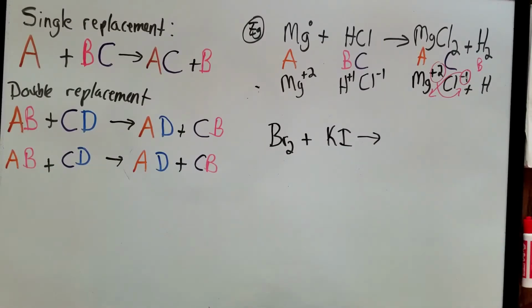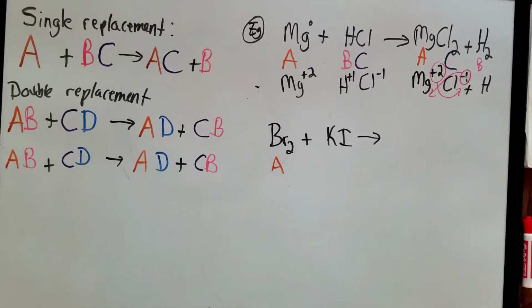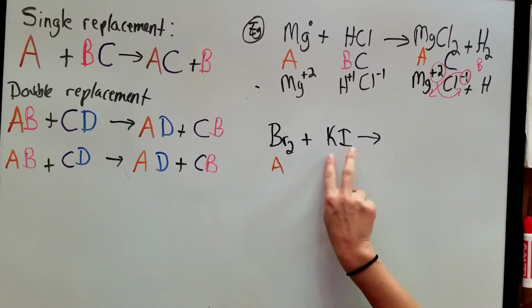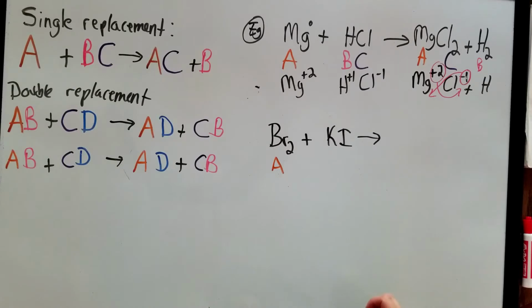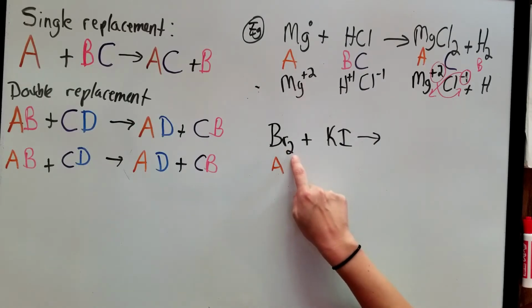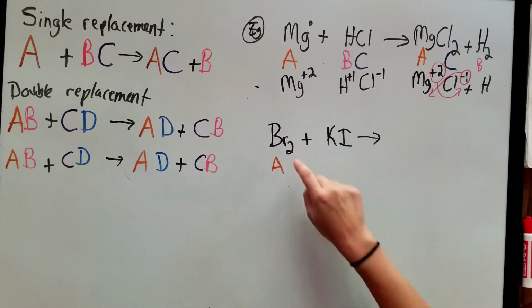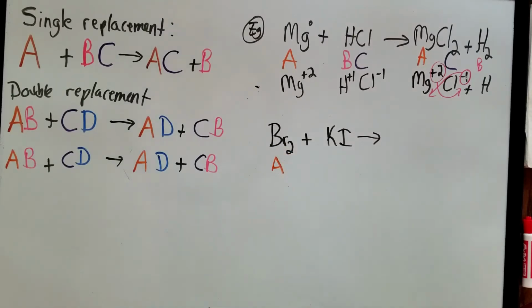All right? KI is our compound because it has 2 different elements combined. Okay, remember bromine was one of those diatomics that made that number 7 on the periodic table that has to be a diatomic in nature. That's why it's Br2 and not just bromine by itself. Okay, so bromine is our element by itself. That is our A. Then potassium iodide is our BC.